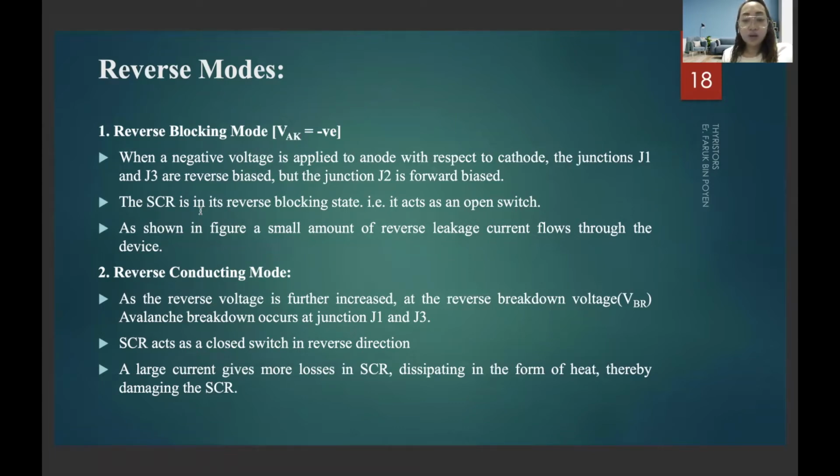If that is the reverse conducting state, if you apply a large negative voltage, that will make J1 and J3 more positive, which makes the SCR close, reversing the direction. A large current gives more losses in the SCR, dissipating in the form of heat and thereby damaging the SCR. So at least here you can know that the SCR cannot operate in the reverse mode. That's why the graph is different compared to the diagram.